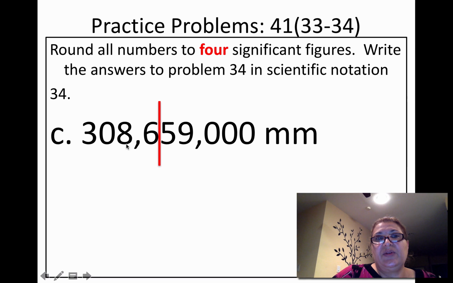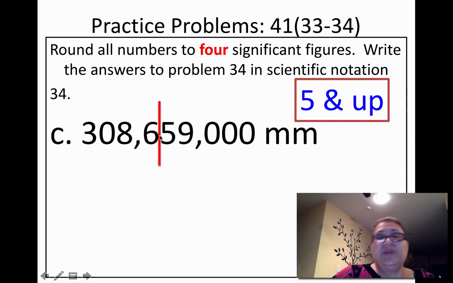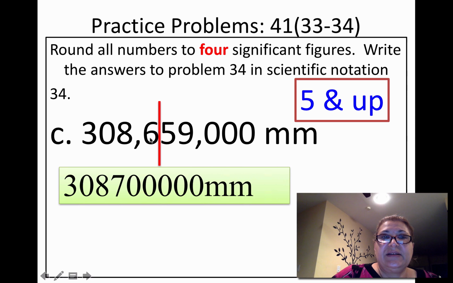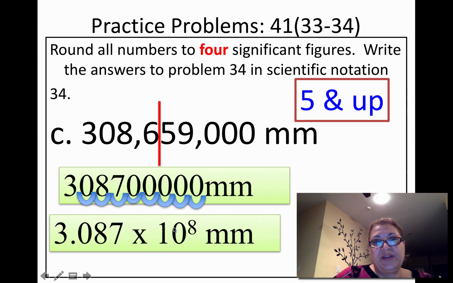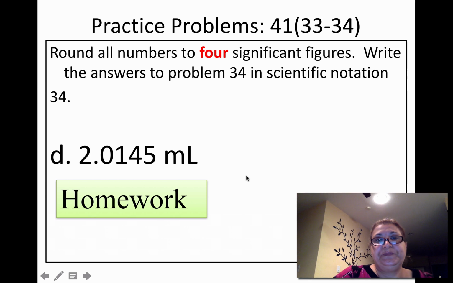4: 1, 2, 3, 4. 5 and up, you round up. So it's going to be 3087, and everything else, replace these two with a 0. And then for scientific notation, you count 1, 2, 3, 4, 5, 6, 7, 8. Positive 8. 3.087 times 10 to the 8th. D was homework.